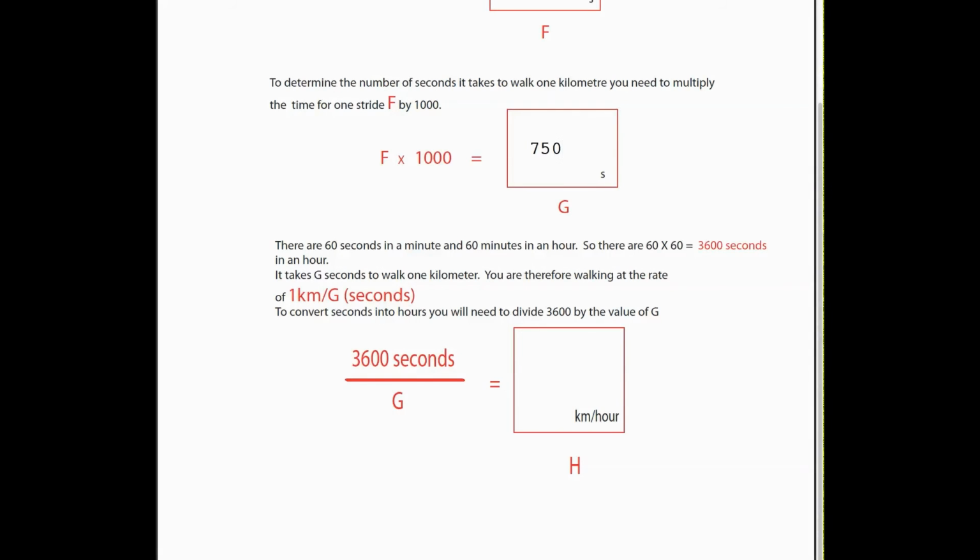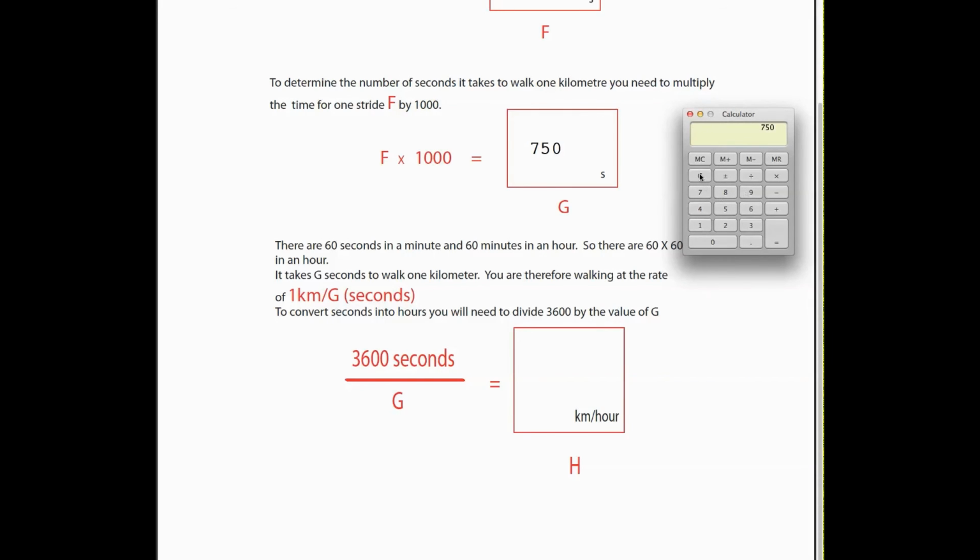Now that information is not particularly useful, because who's going to time that sort of thing? What we want to do is we want to convert these numbers into kilometers per hour, because that's a number we can use. Okay? Now, this explains where we get the numbers from. There are 60 seconds in a minute, 60 minutes in an hour, so that's 60 times 60, 3,600 seconds in an hour. We want to find out how many of these will fit into an hour. So we take G and divide it into 3,600 seconds.